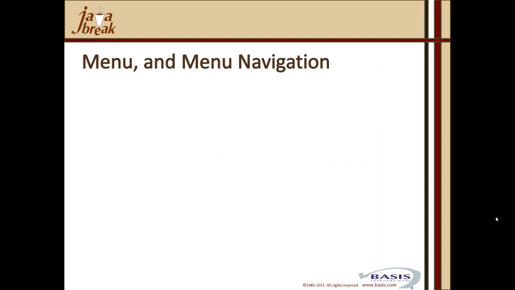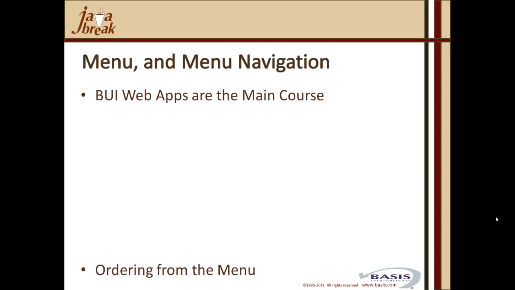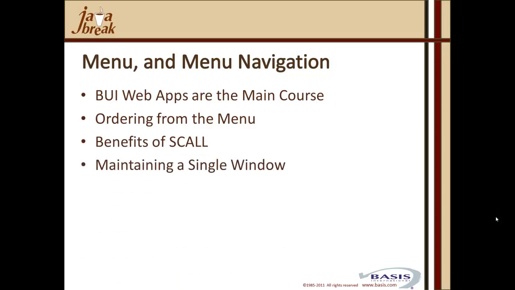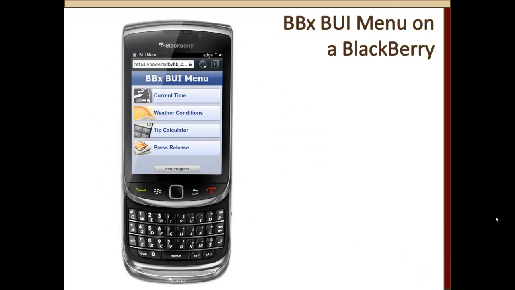Thanks, Nick. Let's move on and consider how one would generate a menu for a very small device. Buoy web apps are the main course for our menu, and we're going to be ordering from the menu. In other words, running separate BBJ programs from the menu. We'll show you the benefits of scall and show you how we can maintain a single window, and we'll pass control to the utility. So let me hand over to Nick to take you through the specifics of having a Buoy menu app running on a mobile device.